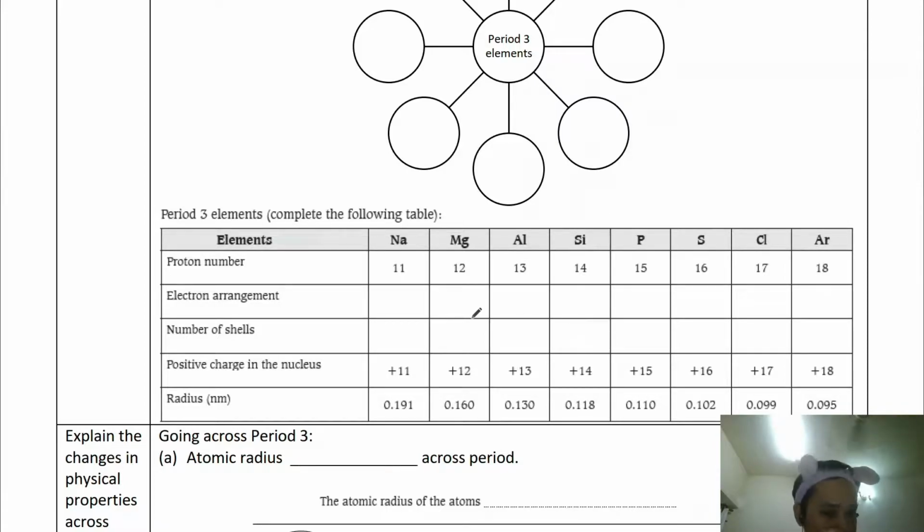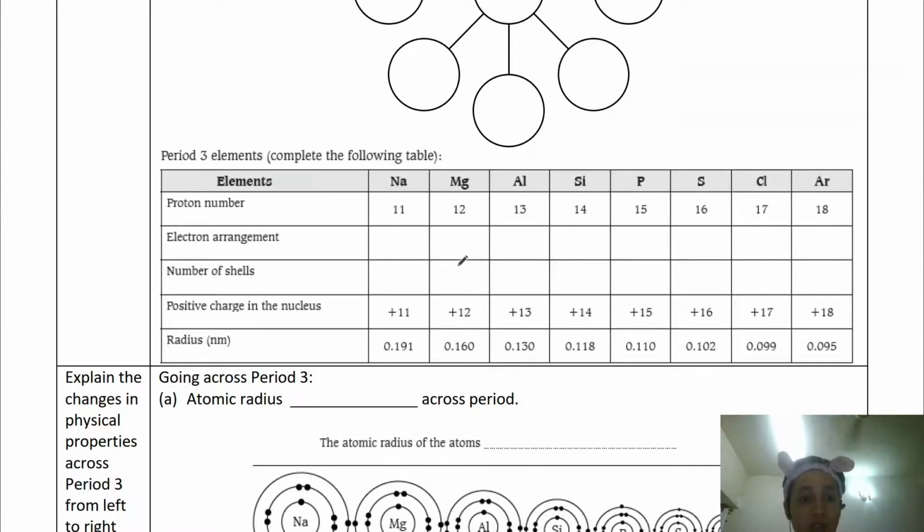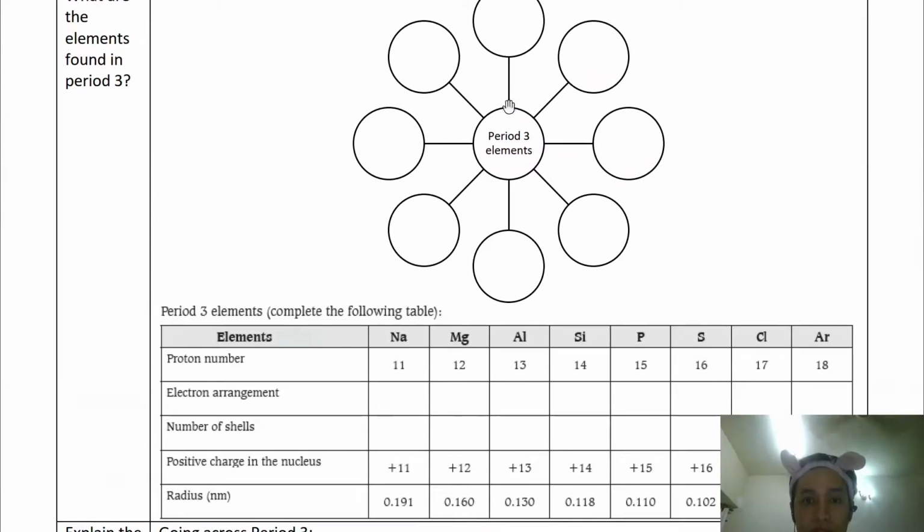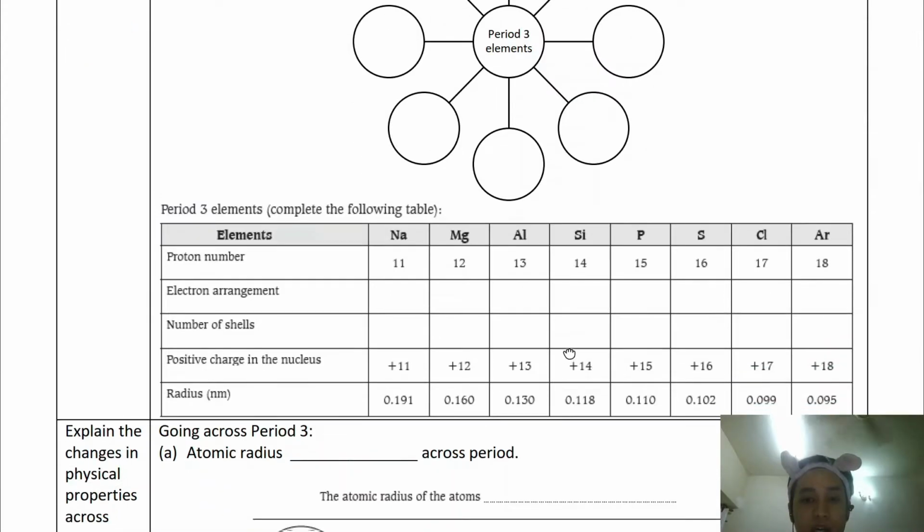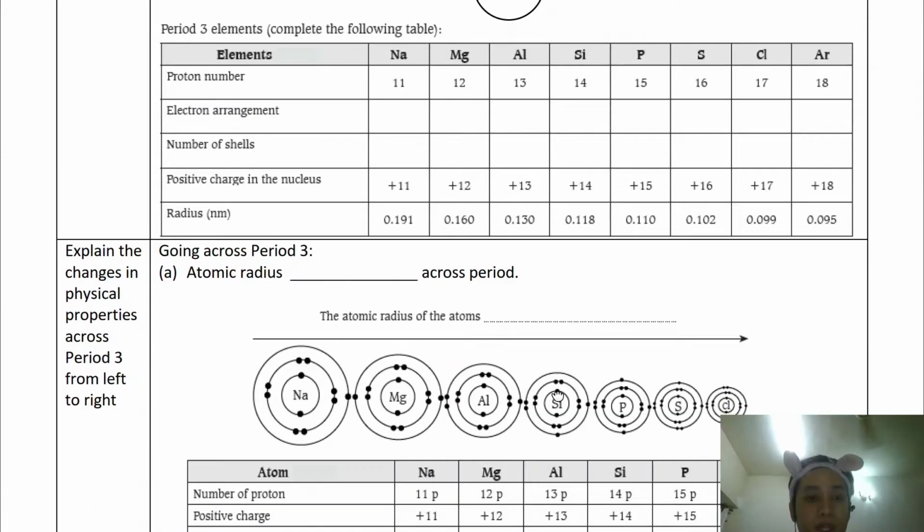Without wasting any time, please complete the table for the electron arrangement and of course the number of shells. Since we are talking about period 3, the number of shells will be 3 shells, meaning from sodium until argon all will have 3 shells. Three shells only, period 3. All elements will have 3 shells in period 3.